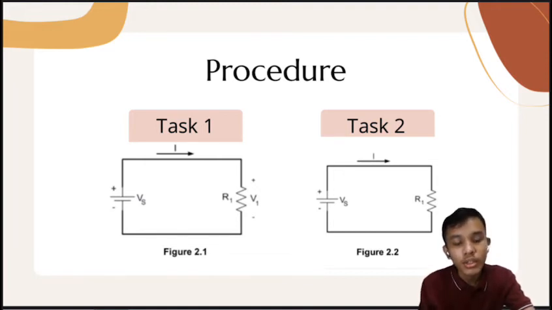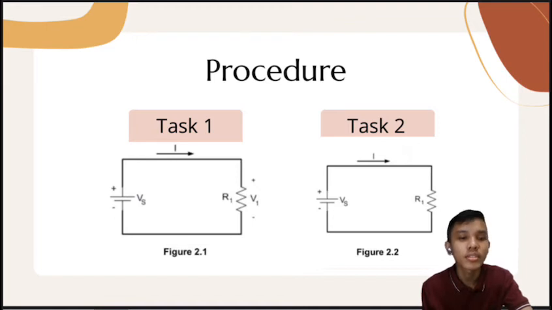Okay, we move to the next procedure, which is for task 2. The question is to determine the value of a resistance from the current and voltage. First step is to assemble the circuit as illustrated in figure 2.2, where the voltage supply is set to 2 volt, and choose any resistor value for R1. Second step is calculate the current value. Third step is the result of the current is recorded in table 2.2.